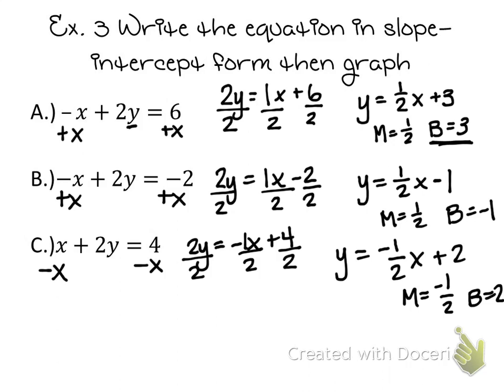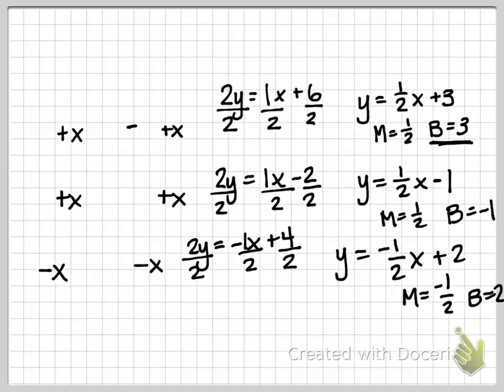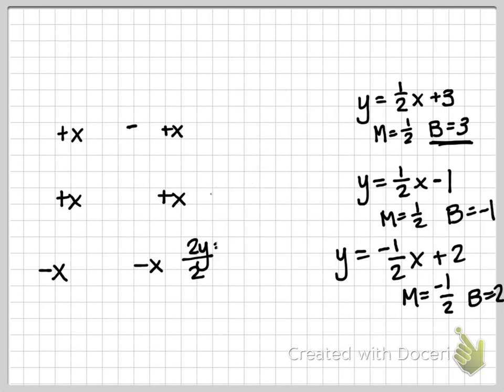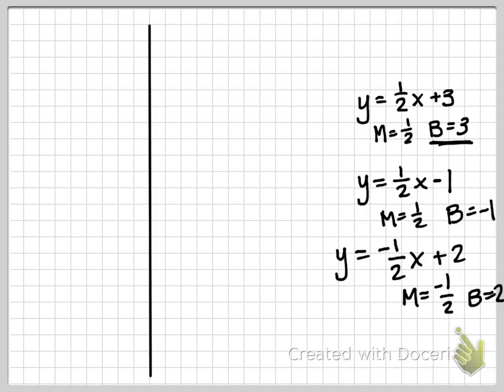All right, so let's graph each of these equations. Now I'm going to erase all this work here. And I am going to graph all of these lines on one graph. Just want to set this graph up. And I know it doesn't have to be very big because I look at my y-intercepts and they're 3, -1, and 2. So I know it's not going to be a huge graph.